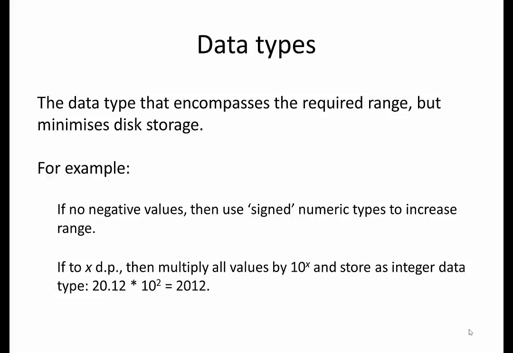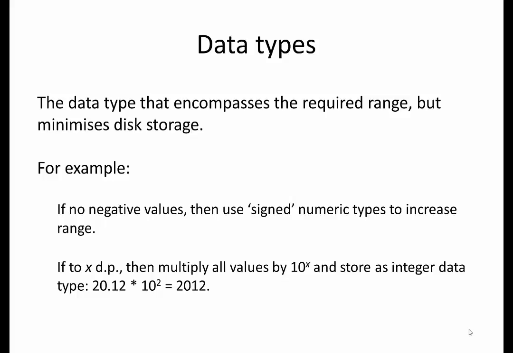And then think about it: if there are no negative values, then there are options like using an unsigned numeric type. You can change these standard numeric types to only do positive values, for example, so that you can get twice the range by basically saying we're not storing any negative values. There's all sorts of tricks like that.